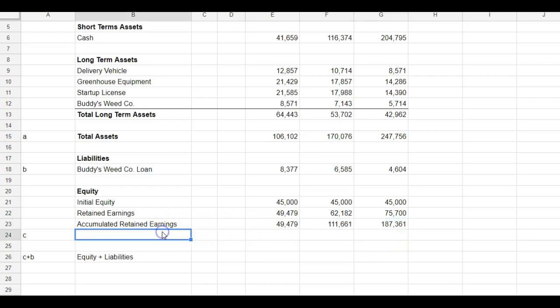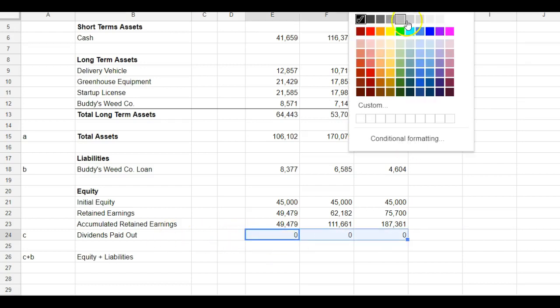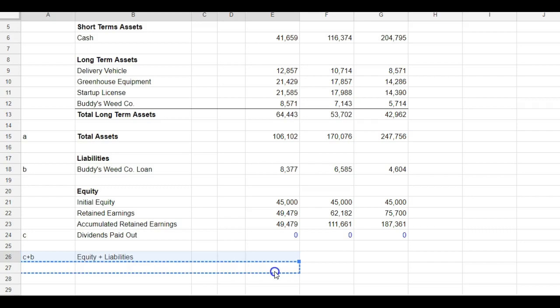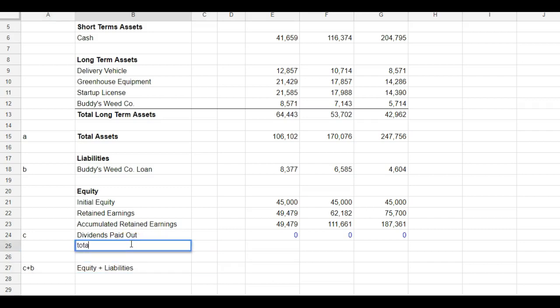Now, dividends paid out. In this particular case, I've got none. I can make these blue just to remind myself that I'm supposed to be doing that. Now, let's just see for a second. Let's move this down again. Let's make a total liabilities, total equity line. Total equity.